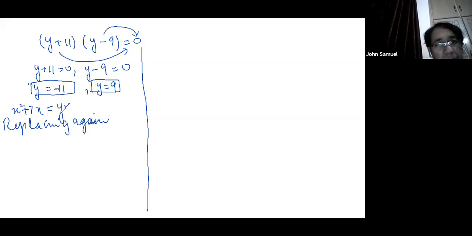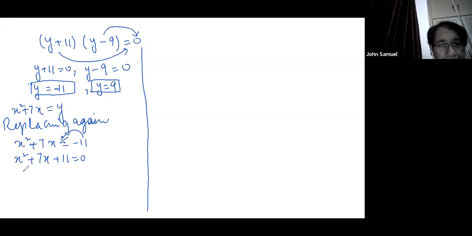So I am writing, as I do not have the original one, it is lost, I told you. So writing x square plus 7x is equal to minus 11. Now this minus 11 I will shift here: x square plus 7x plus 11 is equal to 0.